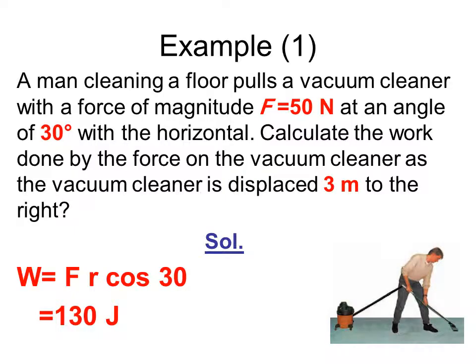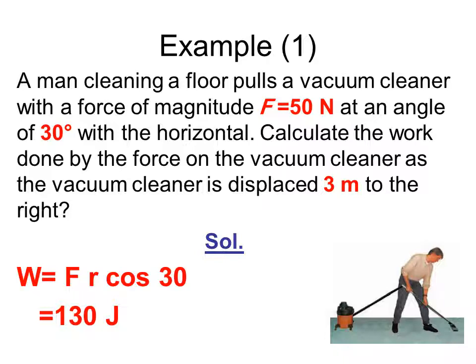We have two examples for calculating the work. Example 1: a man cleaning a floor pulls a vacuum cleaner with a force of magnitude F equal to 50 Newton at an angle of 30 degrees with the horizontal. Now calculate the work done by the force on the vacuum cleaner, as the vacuum cleaner is displaced 3 meters to the right. We can solve this example by the definition of work.